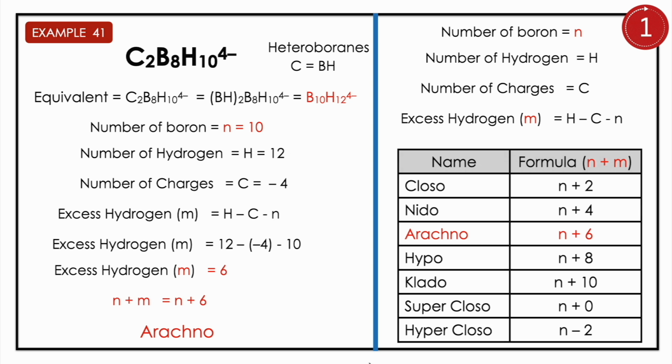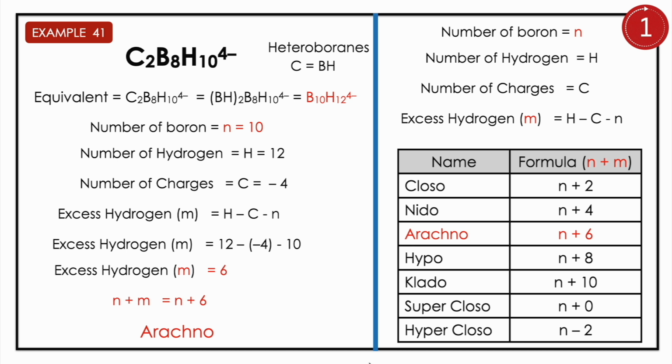We should write the boron equivalent. Carbon is a 3 plus 1 system, so the boron equivalent will be BH. If you substitute BH for carbon, you have (BH)2 B8H10 4 minus. If you rewrite, you have B10H12 4 minus. The compound becomes a simple borane, so we can apply Wade's rule.